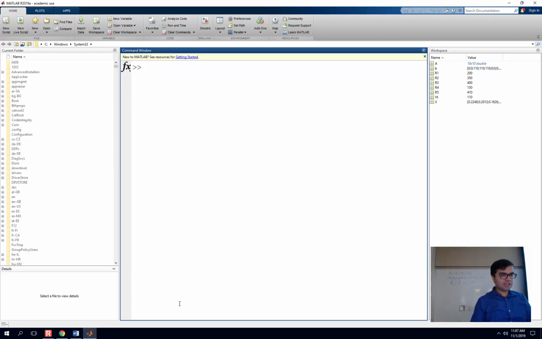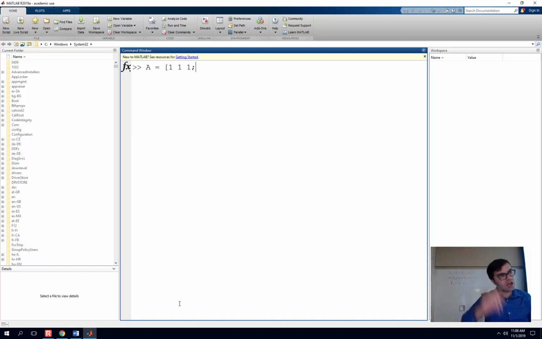So CLC, let me do clear so everything is gone. My matrix A is going to be how many rows, how many columns? 3 by 3. The first row, each column, I have 1, 1, 1.